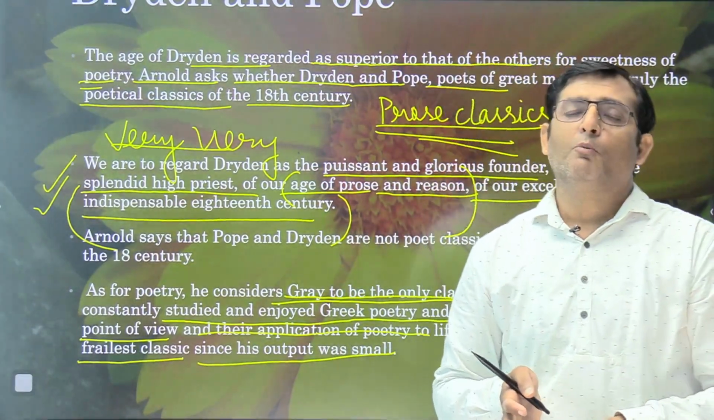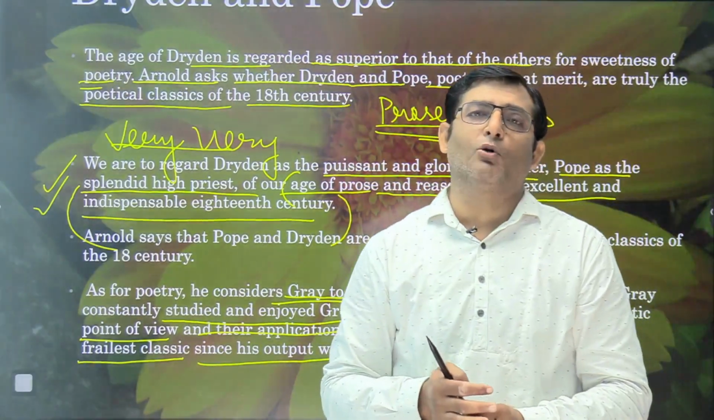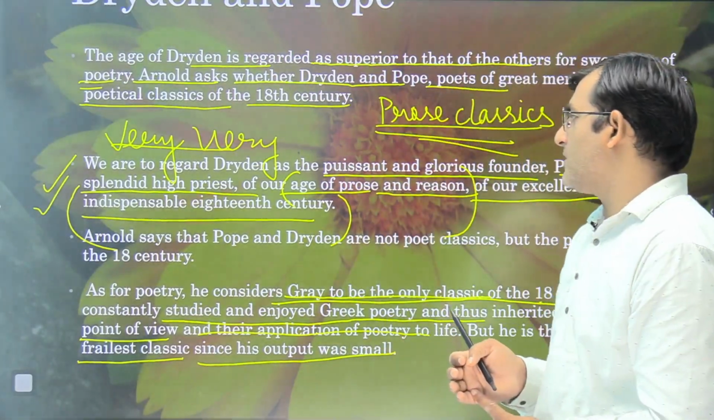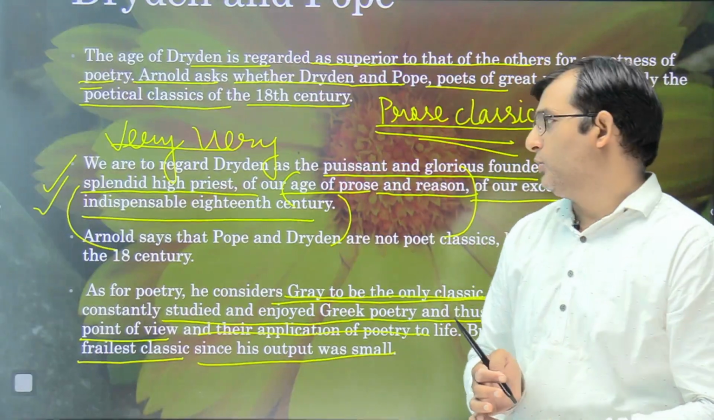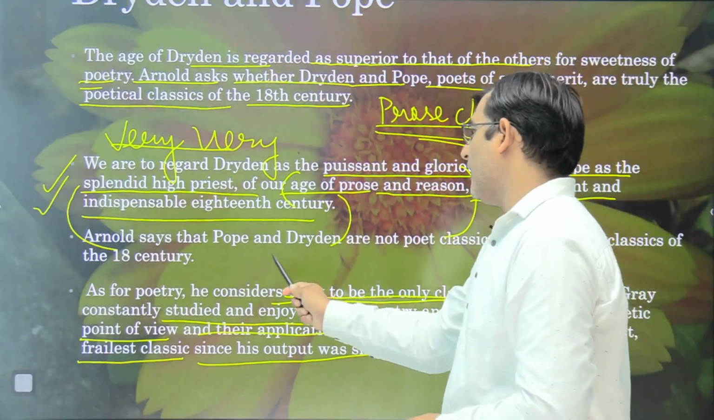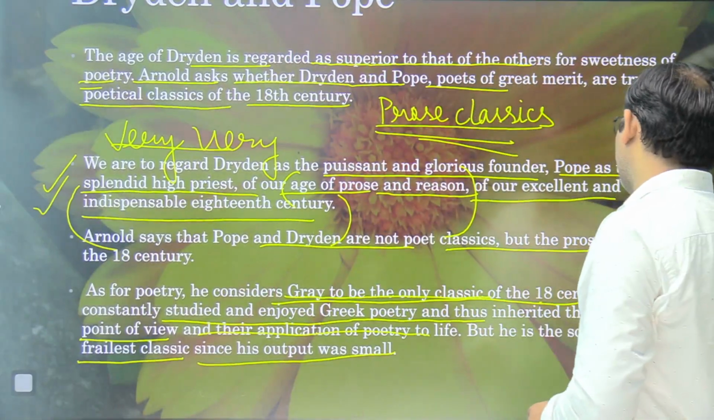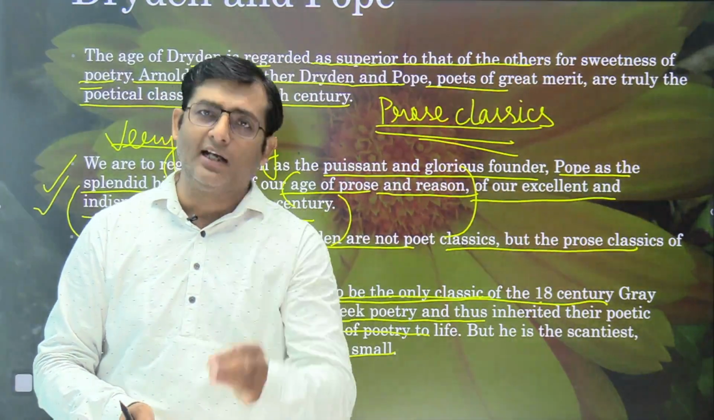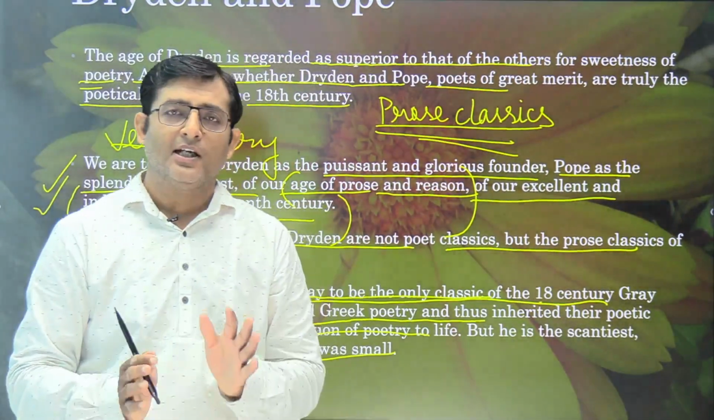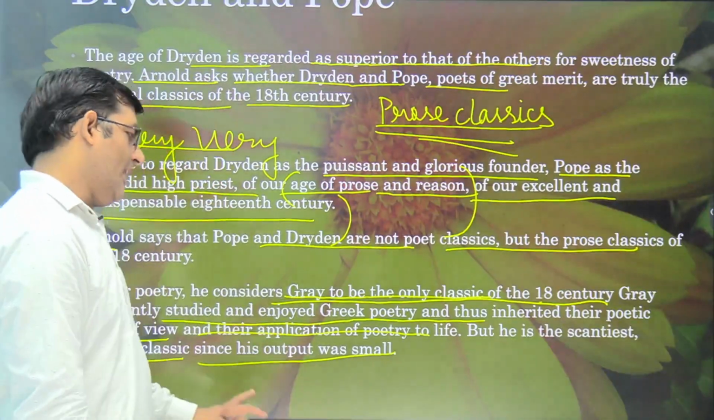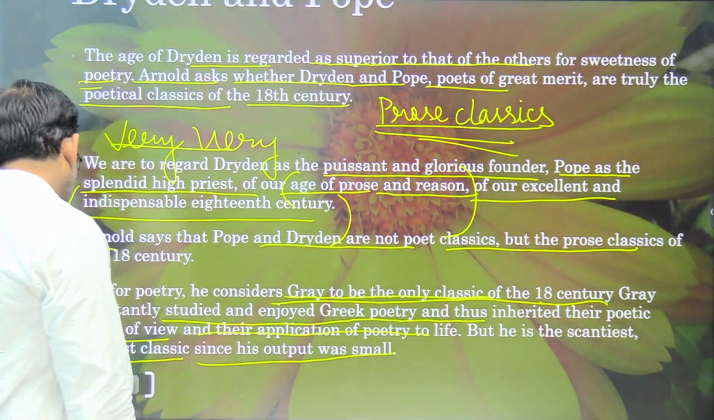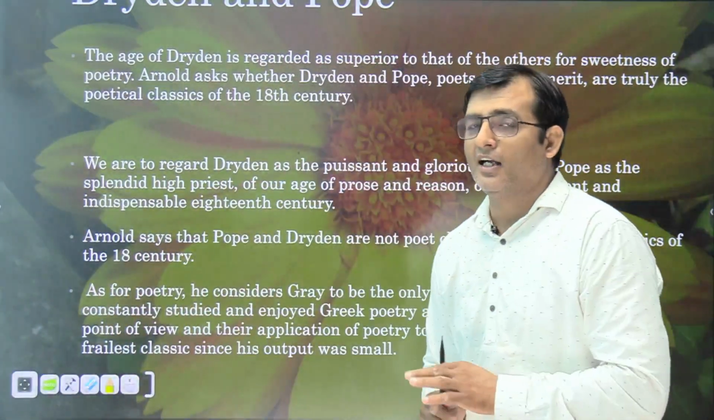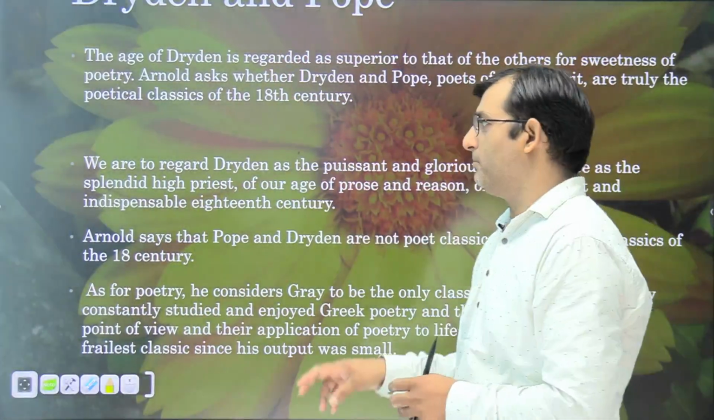Point number 1. Point number 2, the 18th century is the age of prose and reason. Point number 3, the 18th century is our indispensable 18th century according to Matthew Arnold, and Matthew Arnold says that Pope and Dryden are not poet classics but prose classics, and that Thomas Gray is the only classic of the 18th century. Right, Thomas Gray is the only classic of the 18th century, but it doesn't mean that he has high seriousness. He also lacks seriousness, and that's why he is not in the top 4 of the classics.